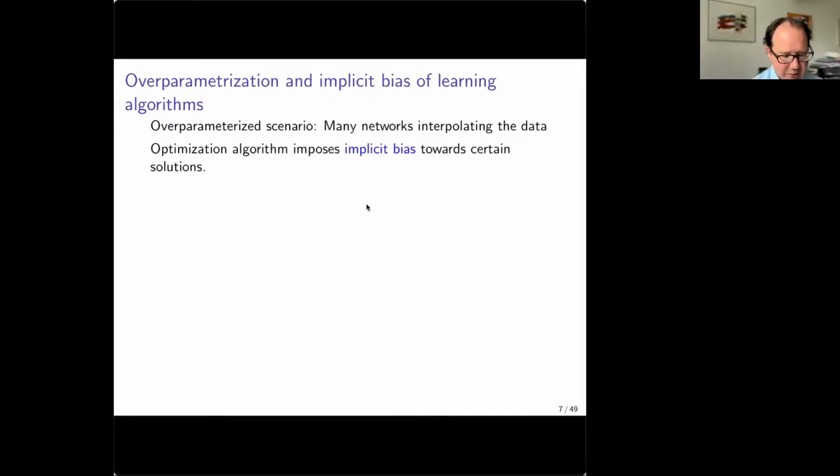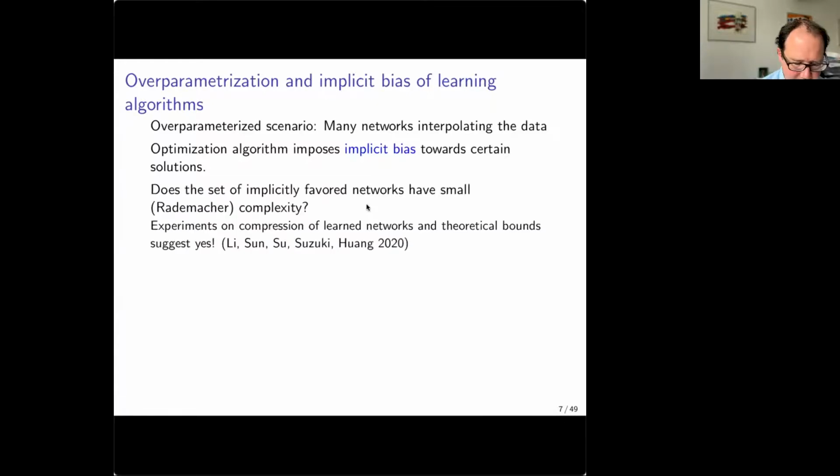In this scenario, the choice of the optimization algorithm imposes some implicit bias towards certain solutions. Looking at the loss function per se does not tell you which solution is actually picked by the specific optimization algorithm. This is then called the implicit bias. And by the optimization algorithm, I mean that this may also include the choice of the initialization, step sizes, and so on.